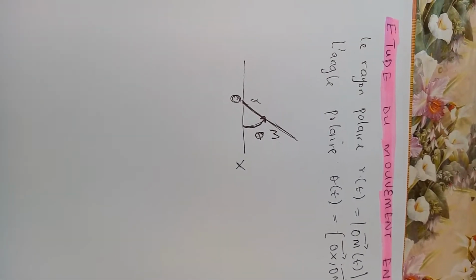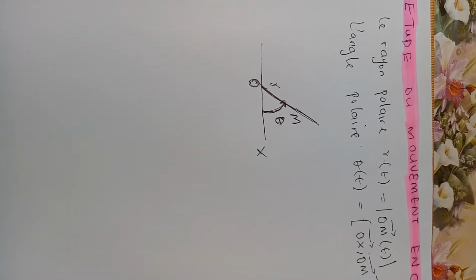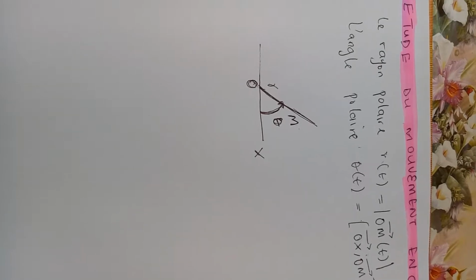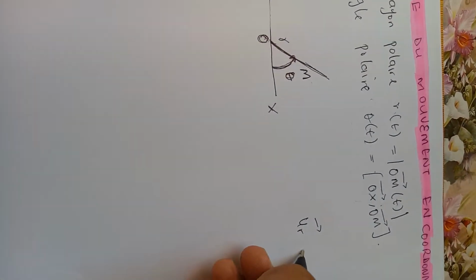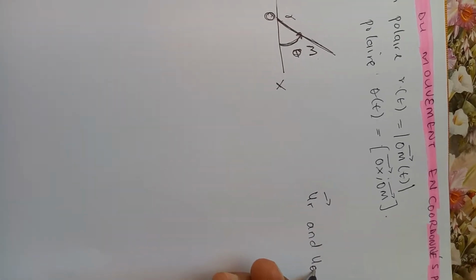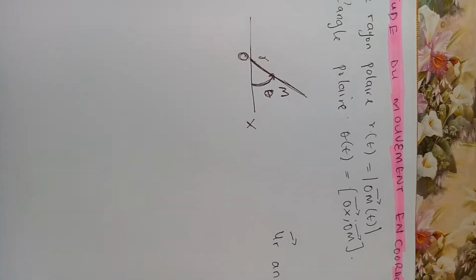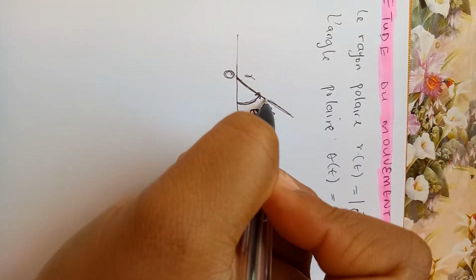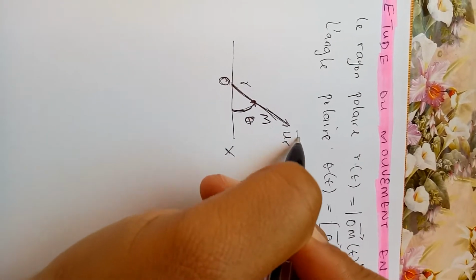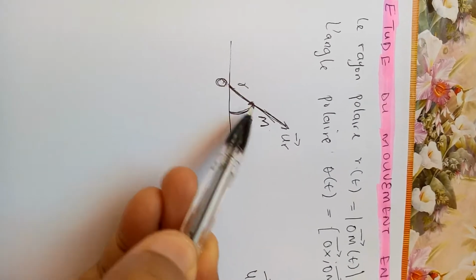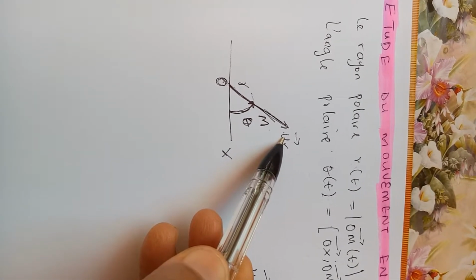The other thing we should also remember is the vecteur unitaire, the unit vector. In coordonnées polaires, we have two unit vectors. We have u_r and we have u_theta. u_r is always in the direction and sense of OM. So this is OM, and u_r is always in the direction of OM.